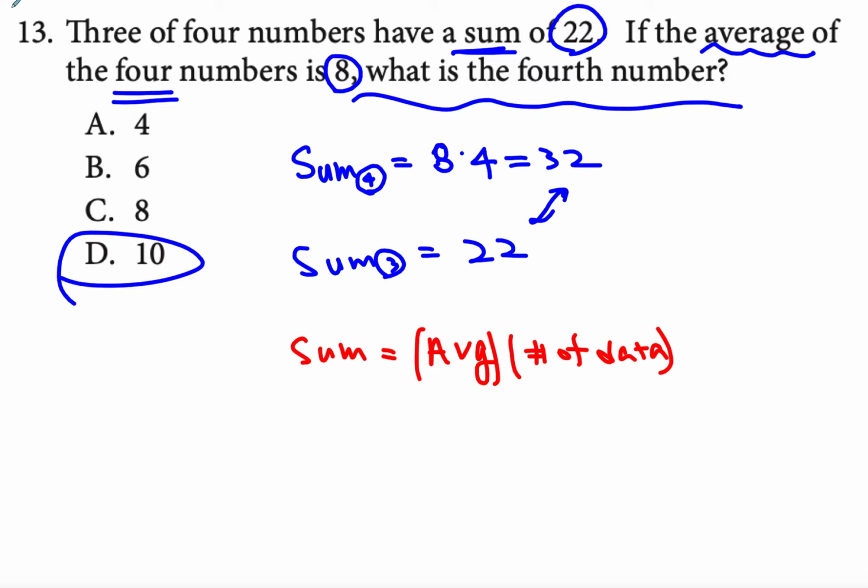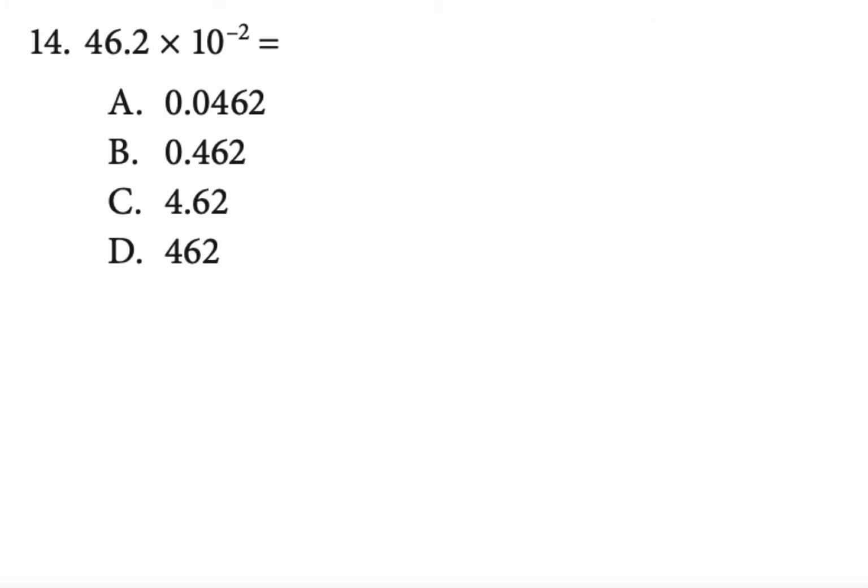Alright, let's look at number 14. 46.2 times 10 to the negative 2 power. This one looks like scientific notation. It is not, but it looks like that. When you have 10 to the negative 2 power, that means this value has to be getting smaller, by moving the decimal point 2 times. Because a negative exponent makes things smaller, I have to move this one twice to the left.